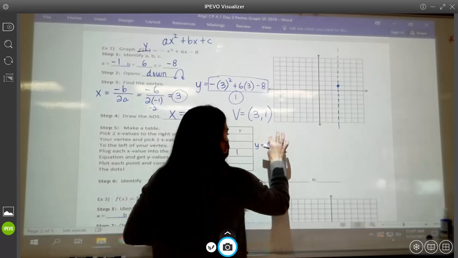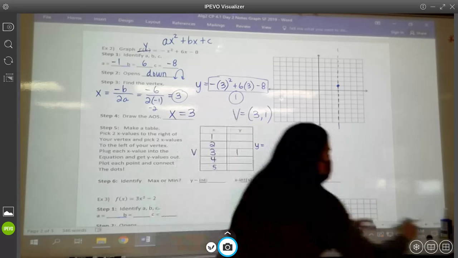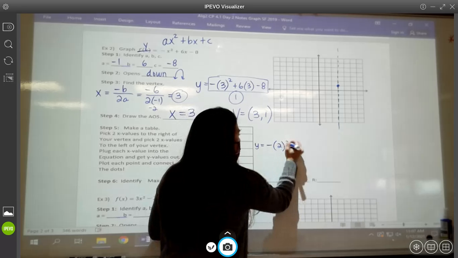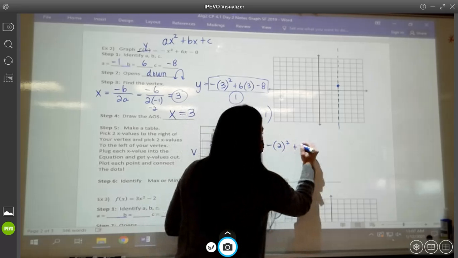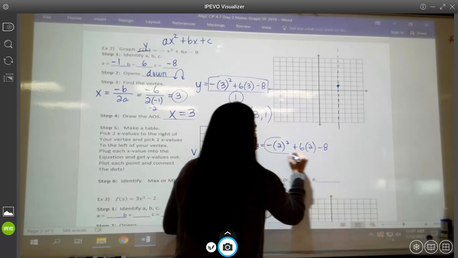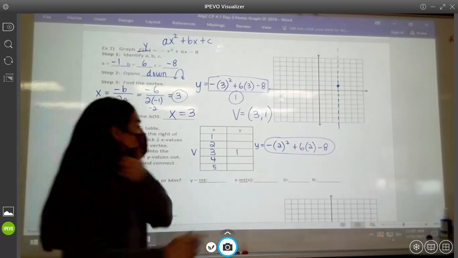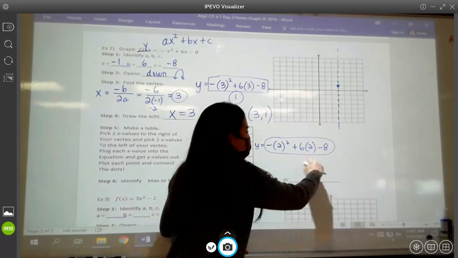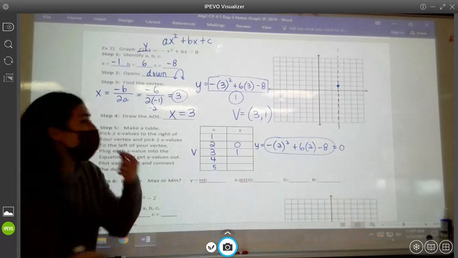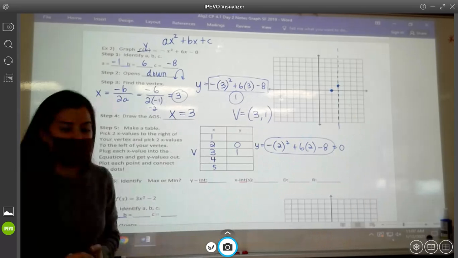All right, so the negative sign is on the outside. I plug in 2, I square it. I am going to add 6 times 2 and then minus 8. Plug that right into your calculator and it'll do the entire thing for you. That's going to be negative 4 plus 12 is 8. 8 minus 8, that's going to get you 0. All right, so now I know 2, 0 right here is a point on my parabola.